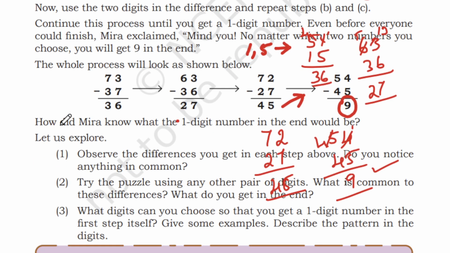Next one. How did Meera know what the one digit number in the end would be? Observe the different differences you get at each step above. You notice anything in common? So did you notice anything in common? These are the multiples of 9, students. If you see 36, 27, 45 and 9, and we used numbers 1 and 5, right? In that also we got the answers 36, 27, 45, 9. So all these are multiples of 9. So you can write these are multiples of 9.